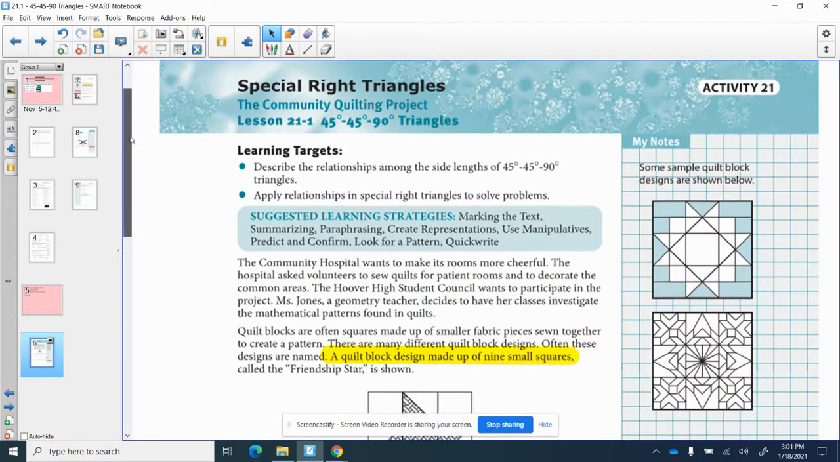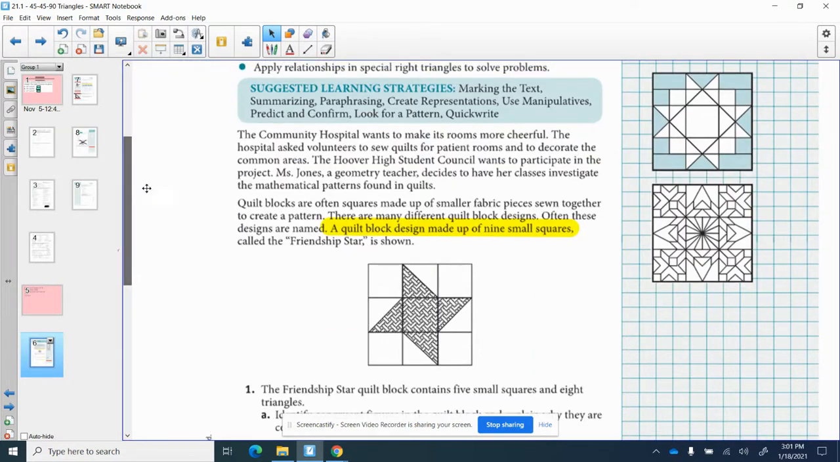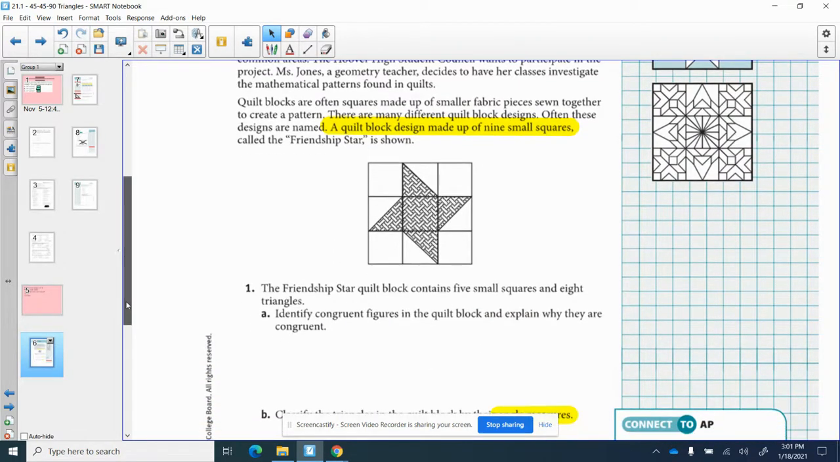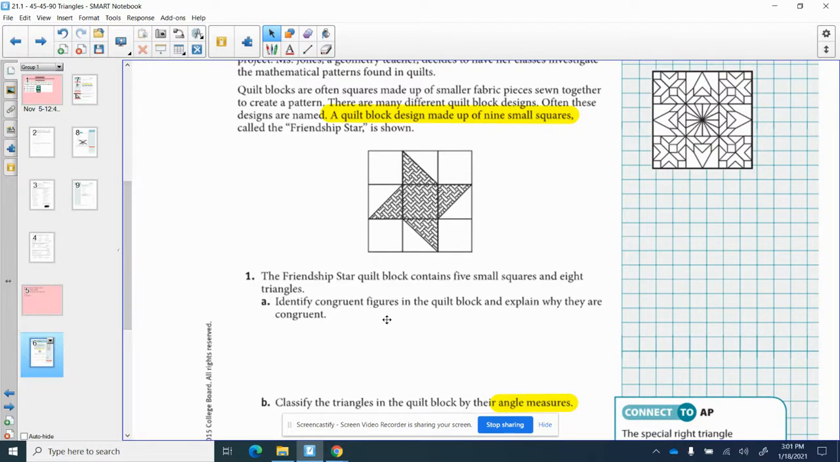On page 291, we see here a quilt block that is made up of a giant square cut into 9 smaller squares, and we're calling it the friendship star. And on this quilt block, notice that some of these smaller squares are then cut up into 2 smaller triangles. So we know, again, that each of these figures, we have these smaller congruent squares to start.